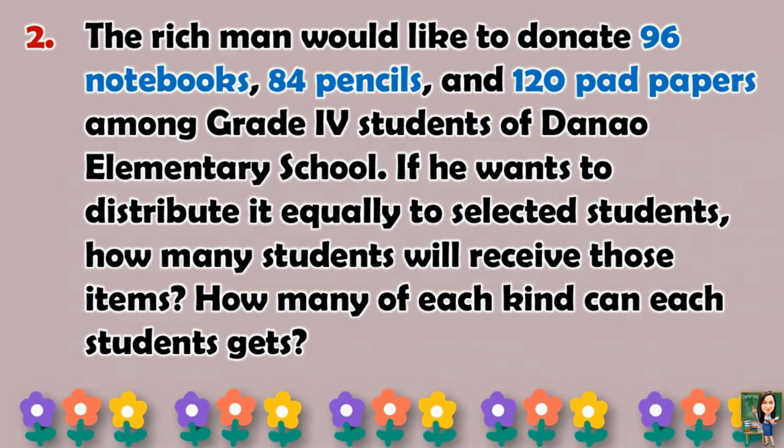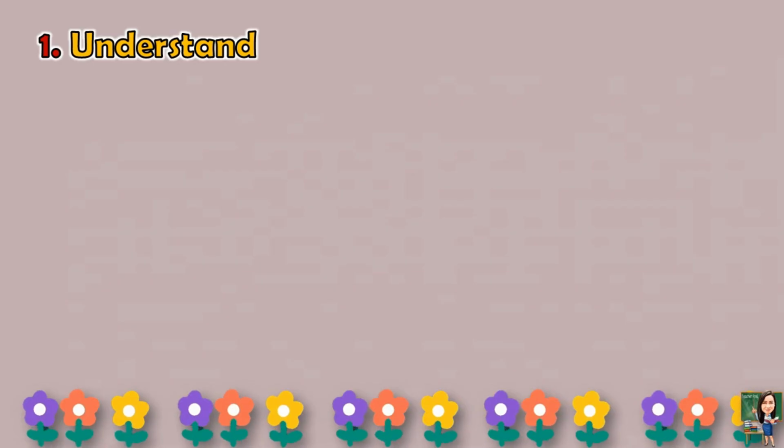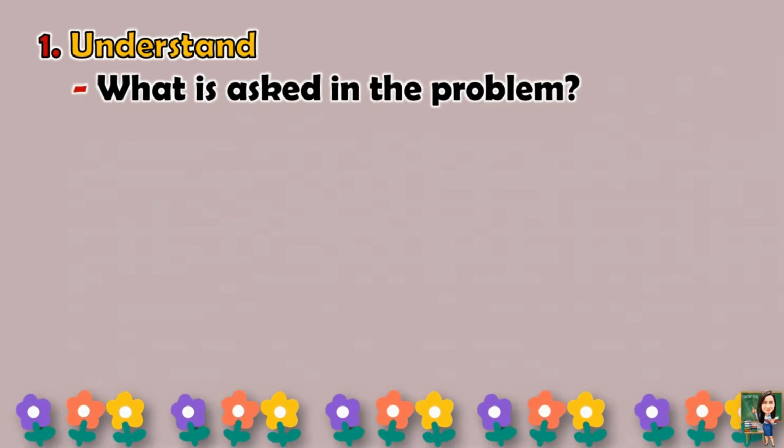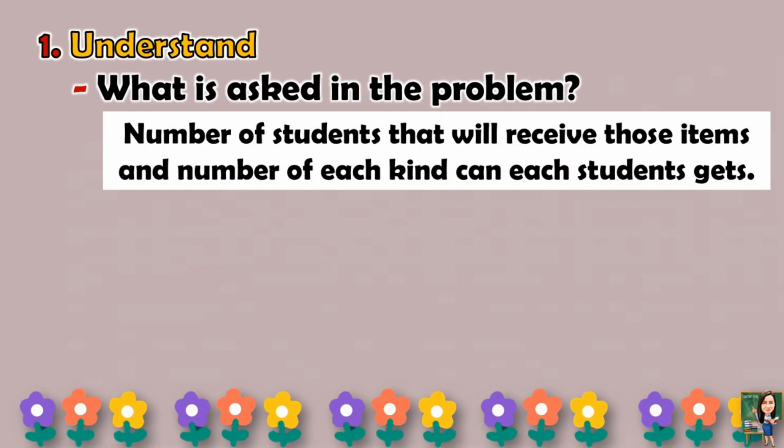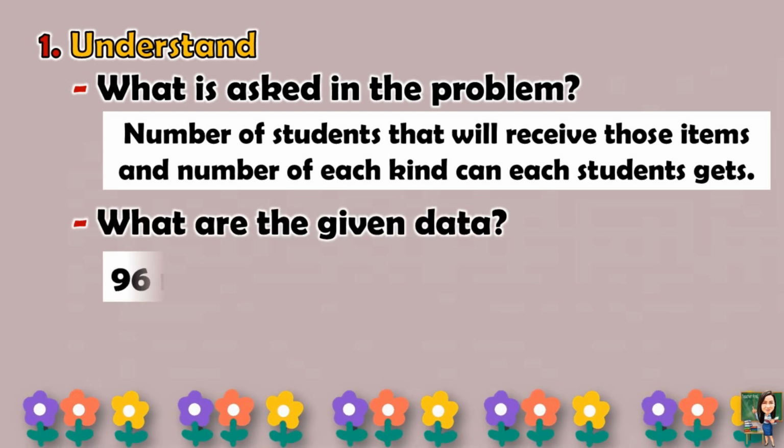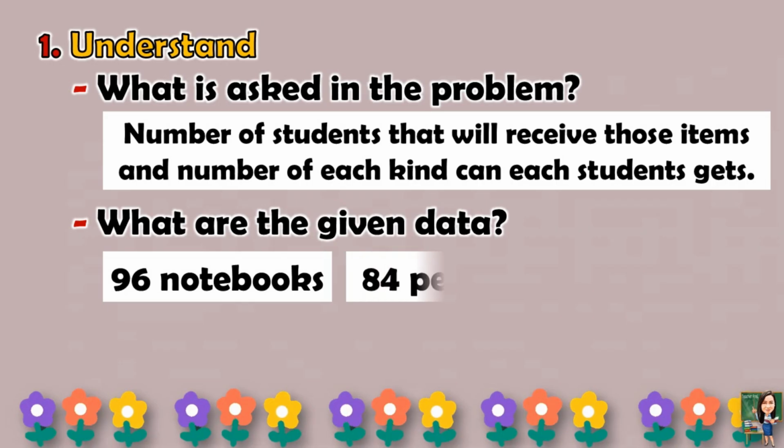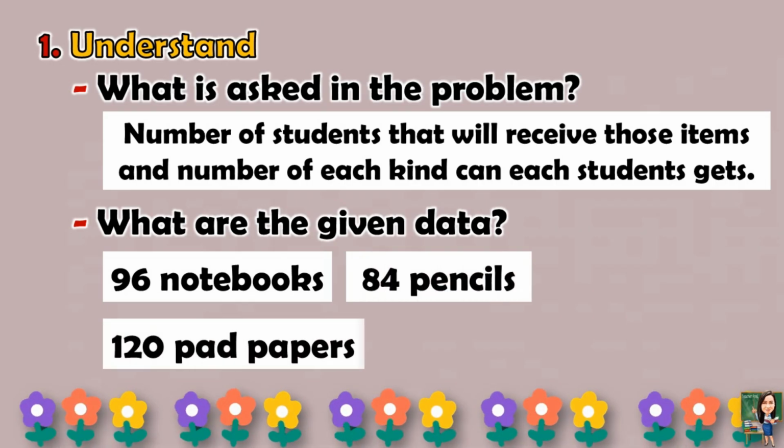How many of each kind can each student get? First step, understand. What is asked in the problem? The number of students that will receive those items and the number of each kind each student can get. What are the given data? 96 notebooks, 84 pencils, and 120 pad papers.